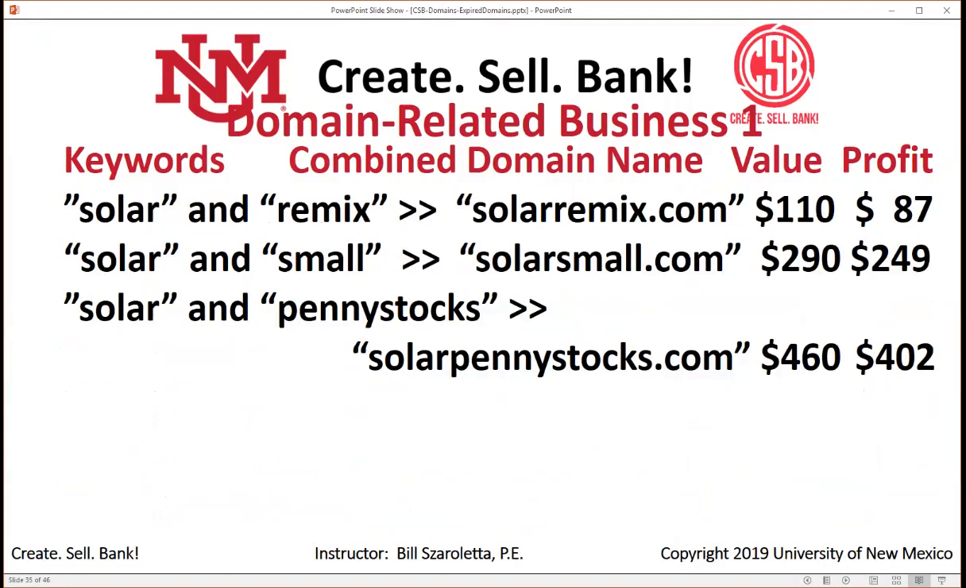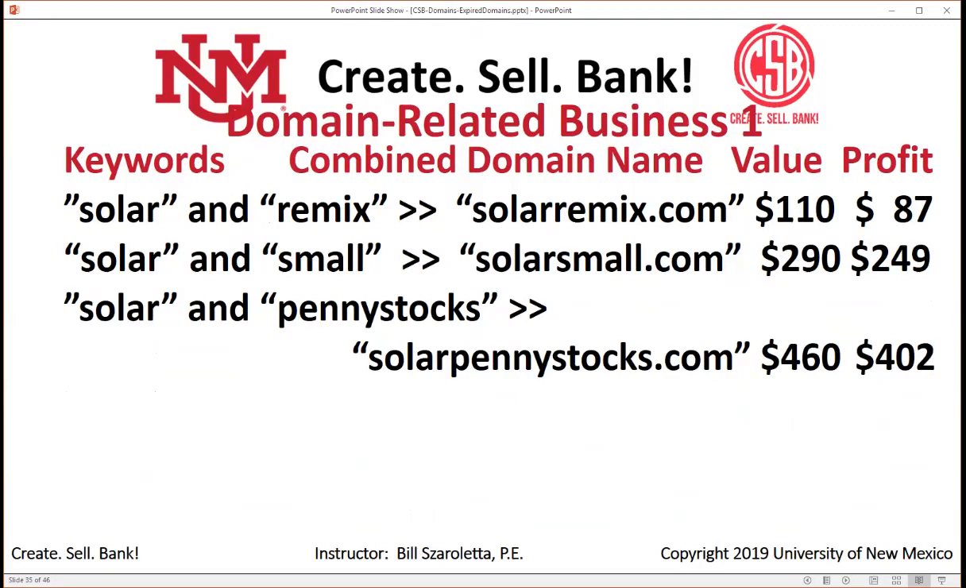Keep going, now switch the order. Solar and Remix, $110 will give you an $87 profit. Solar and Small, so Solar Small, $290 valuation, and that'll give you a profit of $249. Well, let's say you did that over a week, that's $50 a day, 5 days.